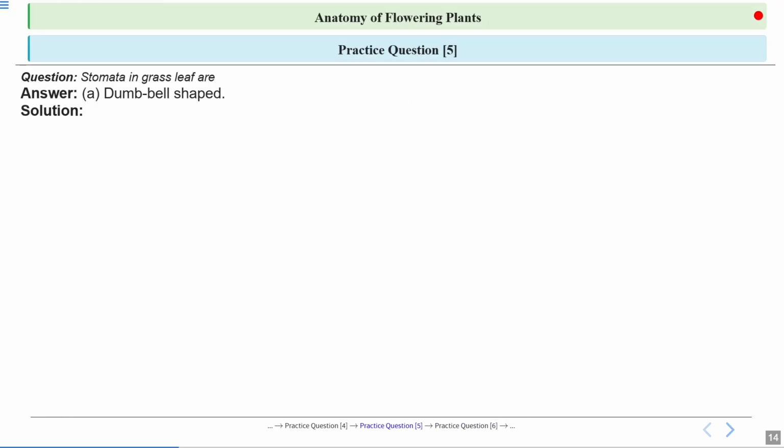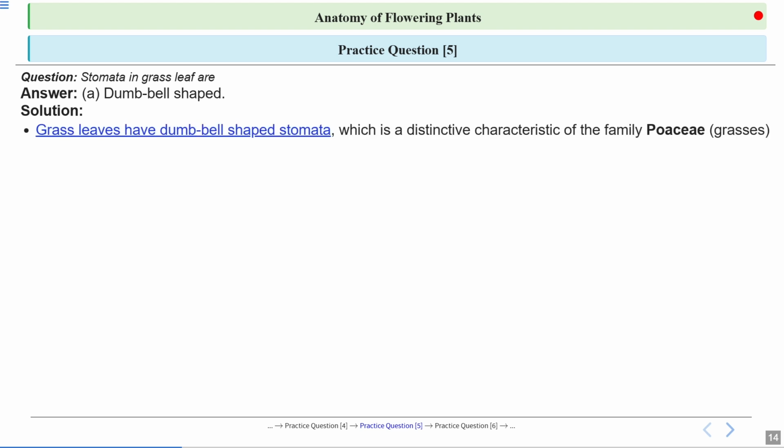It is dumbbell shaped. It is not barrel shaped. Stomata in grass leaf, and grass belongs to the monocot. And monocot is having the dumbbell shaped stomata. They are not having the bean shaped, right? So remember the shape. We have discussed this. Grass leaves have the dumbbell shaped stomata, which is a distinctive characteristic of the family Poaceae. Okay, Poaceae family. These grasses belong to the Poaceae.